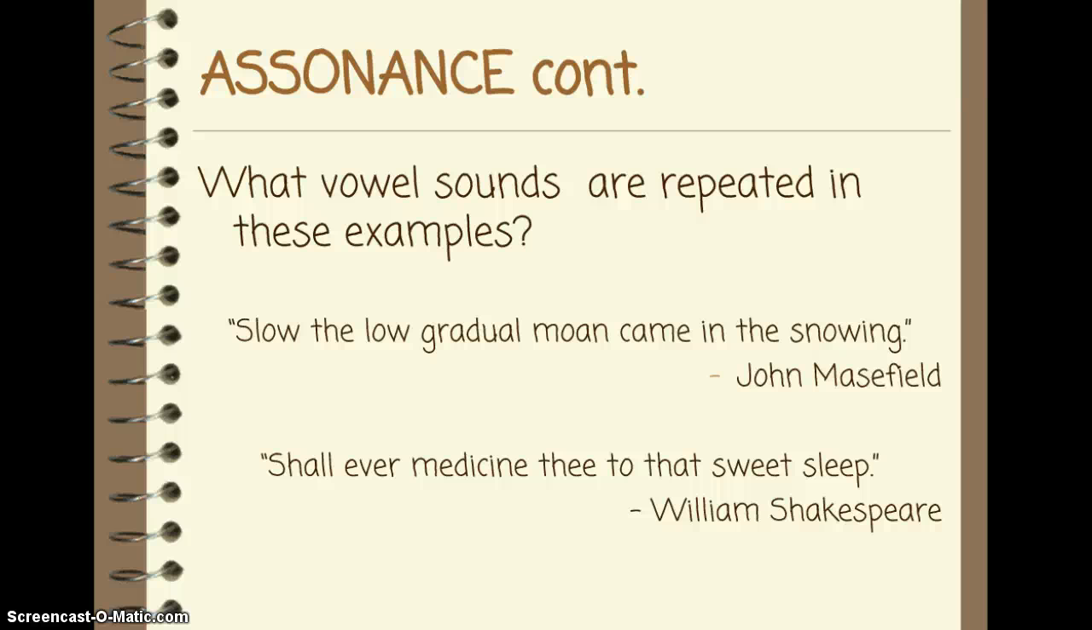Take another little look at assonance. What vowel sounds do we see in these examples? The first one says, slow, the low, gradual moan came in the snowing. What vowel sound is repeated? Hopefully, you notice it's the O sound. Slow, low, moan, snowing. That's assonance. Shall ever medicine thee to that sweet sleep? In this line, we have the repetition of the E sound. The sweet sleep. That's assonance.